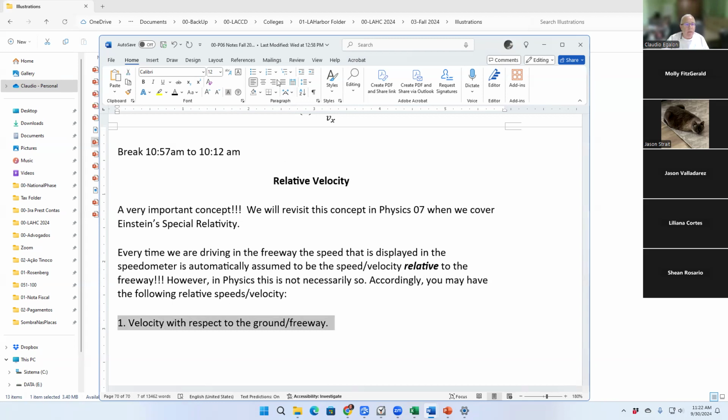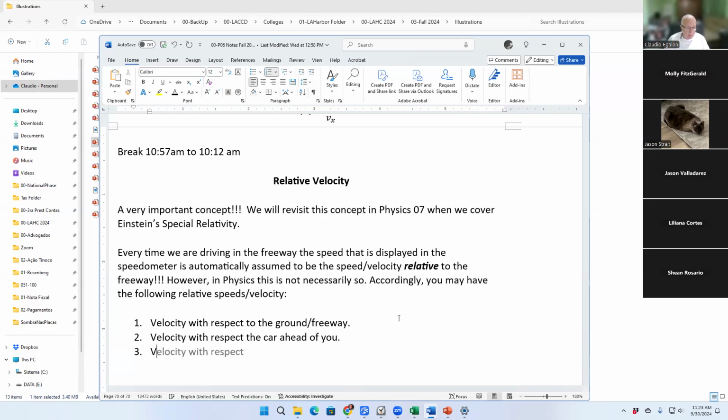But you can also have, let's say, the velocity with respect to the car ahead of you. The higher the velocity, the higher the speed of your car with respect to another car in front of you, the higher the likelihood that you're going to damage your car big time. That's why this relative velocity might be important.